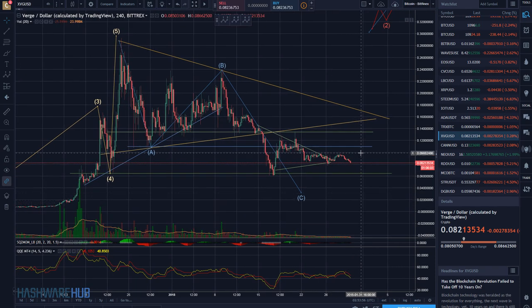As far as resistance is concerned, we do have resistance right above here. This is about 10 cents, call it about 11 cents to be exact. And we're in this big channel right here. I mean, there's like a channel within a channel.